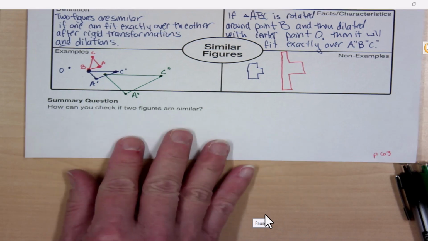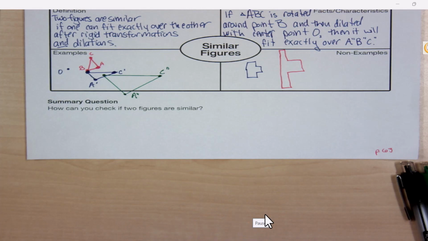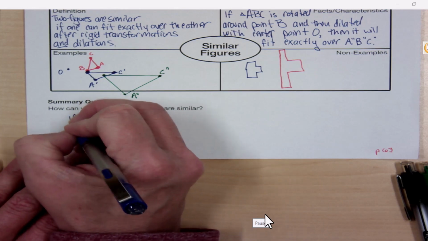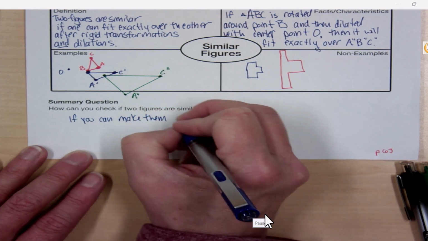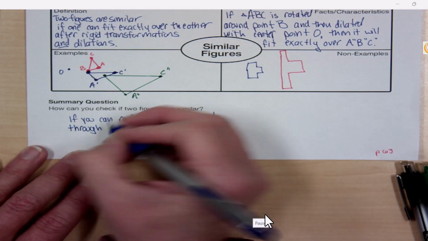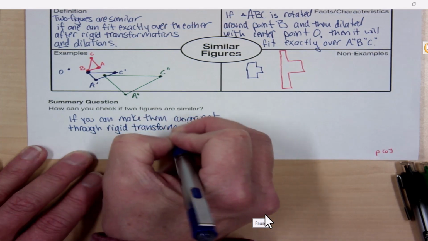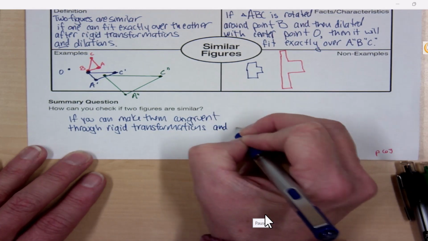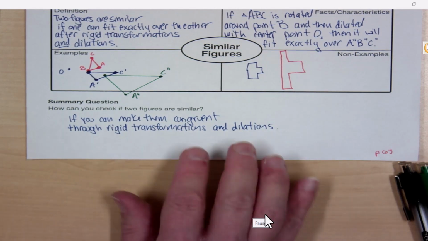So just to summarize what we're saying here, how can we check to see if 2 figures are similar? Well, if you can make them congruent through transformations and dilations. I'll say through rigid transformations, and shrinking or enlarging, also known as dilations. Okay, so that's the grueling part.